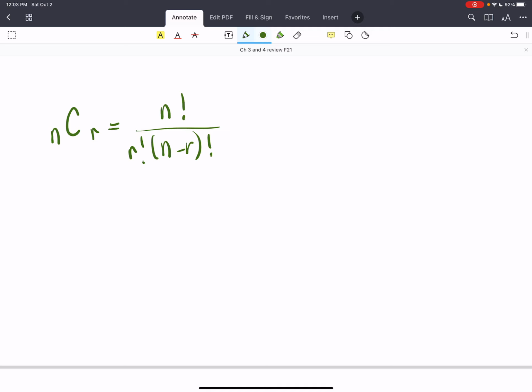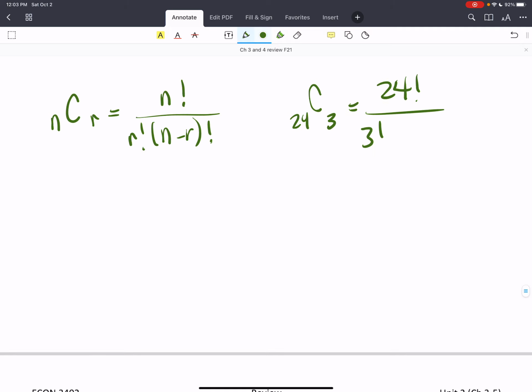Okay, so we're going to plug in here. It'll be C of 24 and 3. So we have 24 factorial over 3 factorial times 24 minus 3. Sorry, y'all, my hand's getting in the way. Okay, so we need to work that out. So we'll have 24 factorial over 3 factorial. 24 minus 3 is 21.